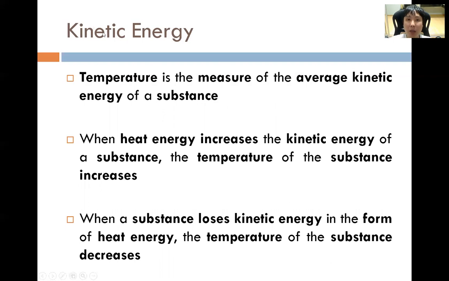So how can we measure kinetic energy? The answer is temperature. Temperature is the measure of the average kinetic energy of a substance. If the temperature of a substance is higher, it means the substance has a higher average kinetic energy, and vice versa. When you supply heat energy to increase the kinetic energy of a substance, the temperature of the substance will increase. Similarly, if the substance loses kinetic energy in the form of heat energy to the surroundings, the temperature of the substance will drop.